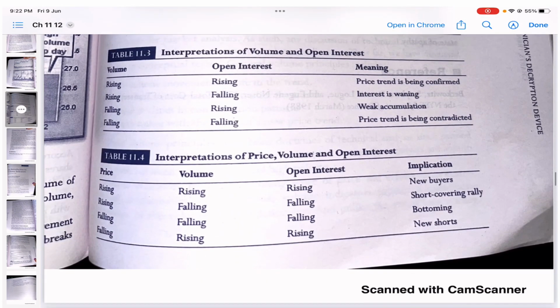Okay, now let's interpret volume and open interest. In the first case, volume is rising and open interest is rising. If both are rising, the price trend is being confirmed. Volume is rising but OI is falling: that means there is not much interest. Volume is falling but OI is rising: that means accumulation is taking place, but it is not strong. It is weak since the volume is weak. Volume is falling and open interest is falling: in that case, the trend is being contradicted.